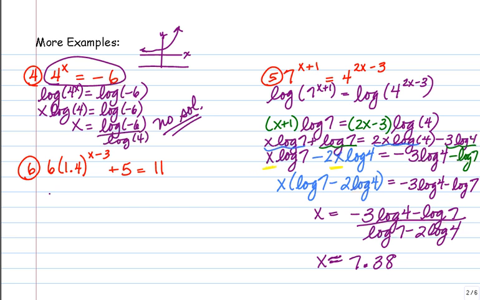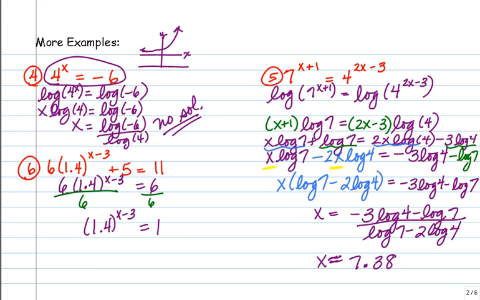Now, let's look at the last exponential equation. 6 times 1.4 to the x minus 3 plus 5 is equal to 11. So the key is we have to have the exponent isolated. So the first thing we could do is subtract 5. So that would give us 6 times 1.4 to the x minus 3 is equal to 6. Now we need to divide both sides by 6. So we would have 1.4 to the x minus 3 equals 1. So now we have the exponent isolated.